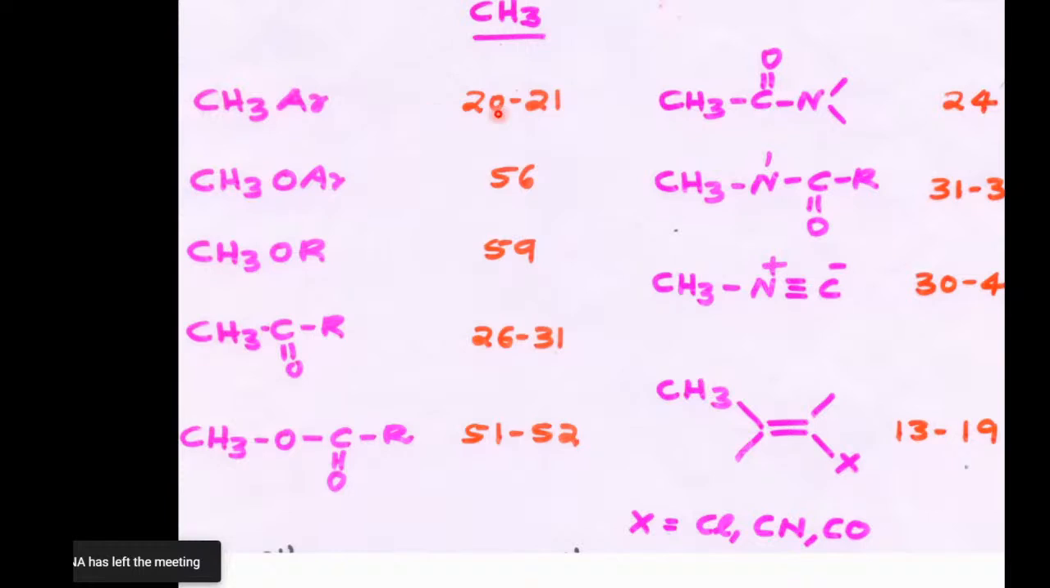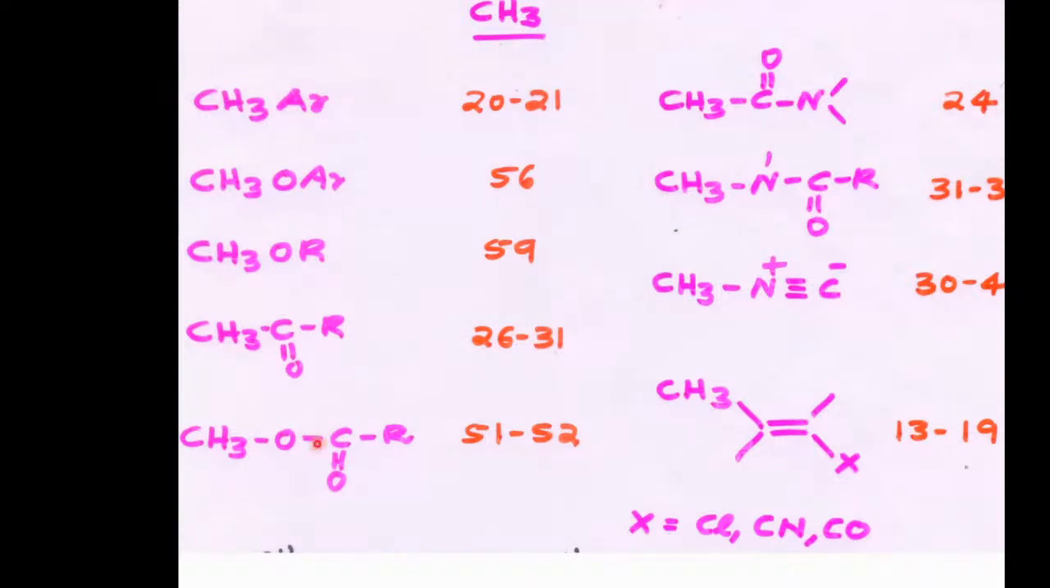In methyl group attached to aromatic system, 20, 21, if there is an oxygen in the middle, then it goes to 56, a dramatic change. Example, anisole. In the case of alkyl ethers, it's about 59. And here, acetyl methyl comes in this range, about 25 to 30. Ester methyl, 50 to 55. Methyl of an amide, about 24. If the methyl is attached to nitrogen, then it's about 30 to 40. Again, in the case of charged nitrogen, it is slightly higher, but up to 45. And we have seen similar examples.